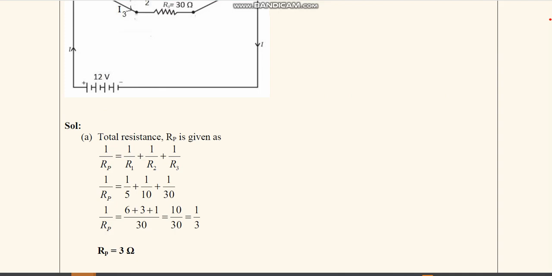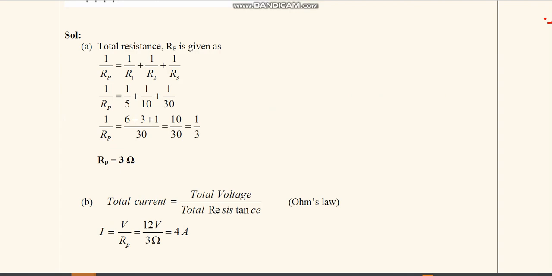Let us solve part A, that is finding the total resistance. Using the formula for parallel combination and inserting the values of R1, R2 and R3 and then solving by taking the LCM, you get 1 upon Rp is equal to 1 by 3. Again taking a reciprocal to get Rp, you see Rp is equal to 3 ohm. So the total circuit resistance or the equivalent resistance is 3 ohm here.